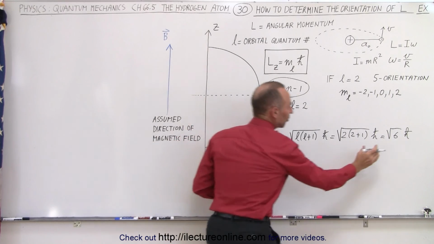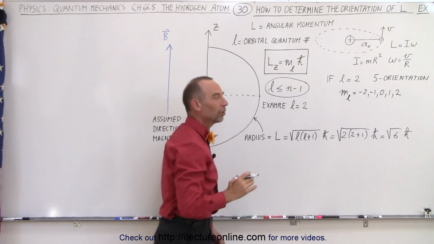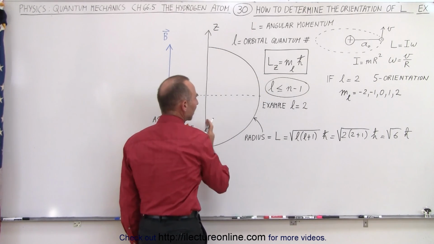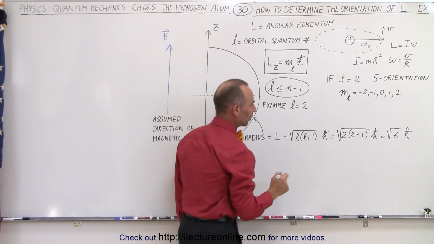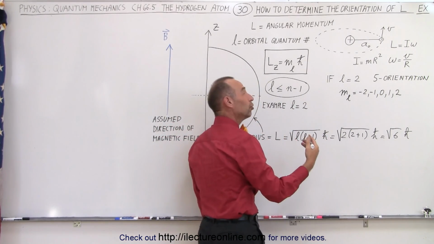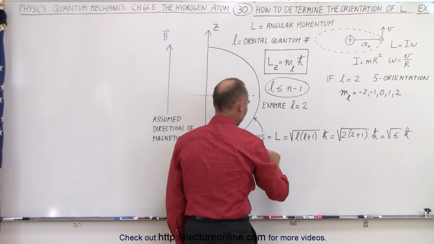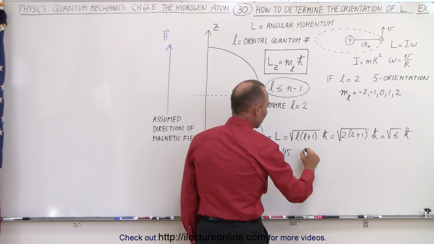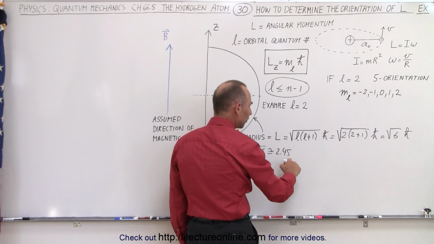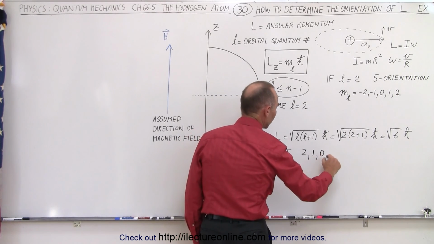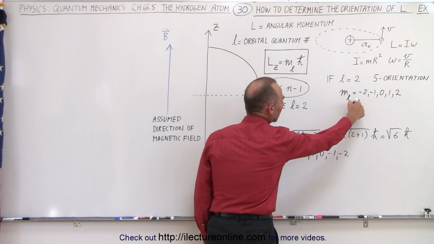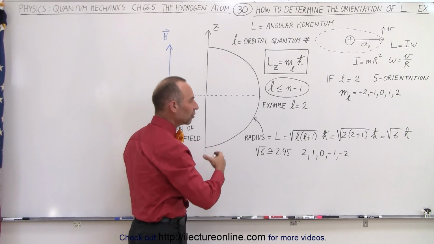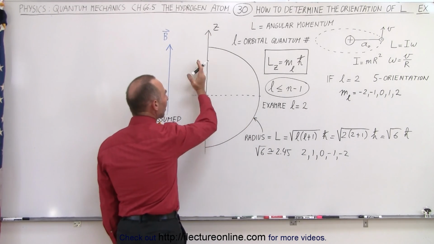So if we take just this value, the square root of 6, what are the possible integer values you can have? When you project that onto the z-axis, you could only have 5 possible integer values. The square root of 6 is about 2.45, so the integer values you can have from the positive to the negative of this value would be 2, 1, 0, negative 1, negative 2, which is where the orbital magnetic quantum numbers come from. Those are the possible orientation values you can have when you project the angular momentum onto the z-axis.